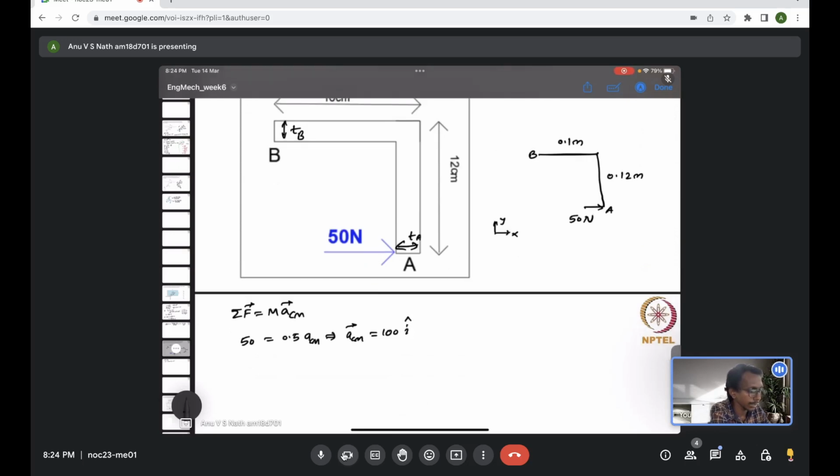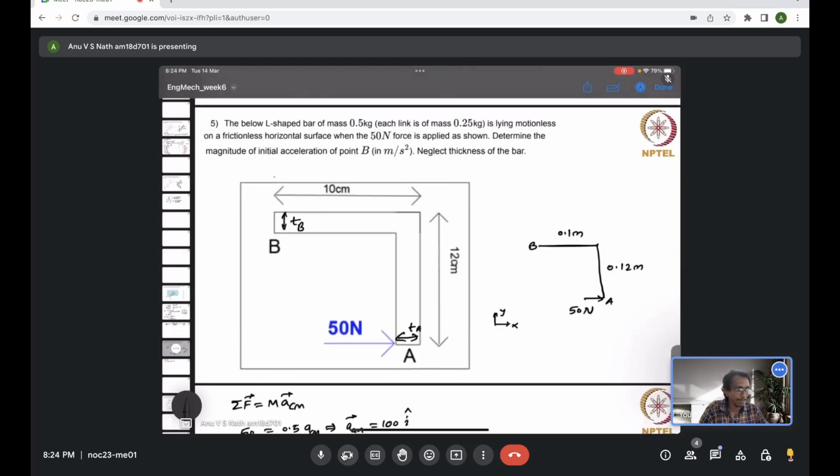And if you try to write the y force balance equation, you see there is no force in the y direction, and there is no acceleration because of that. So in the y direction, there is no acceleration. So this is the acceleration of the center of mass. Now, but we are asked to evaluate the acceleration of point B, which is not the center of mass. So what will happen is that if you have applied the force 50 Newton along the center of mass, it will just try to slide, all the body try to slide with the same acceleration.